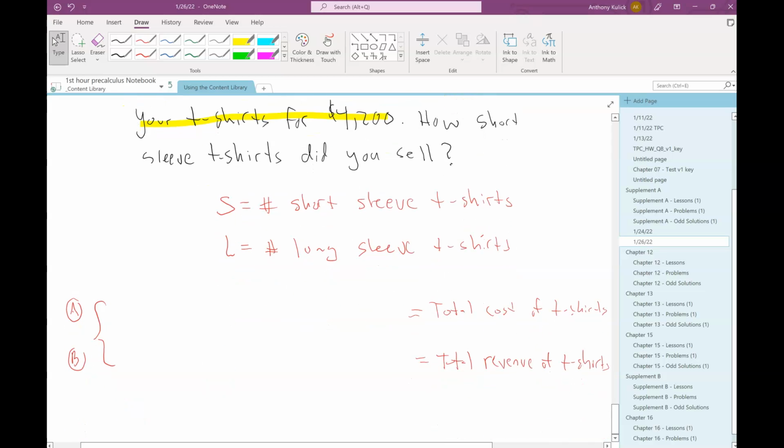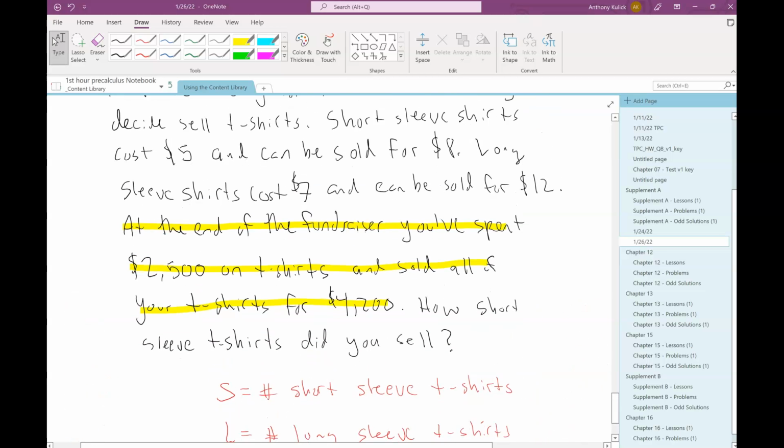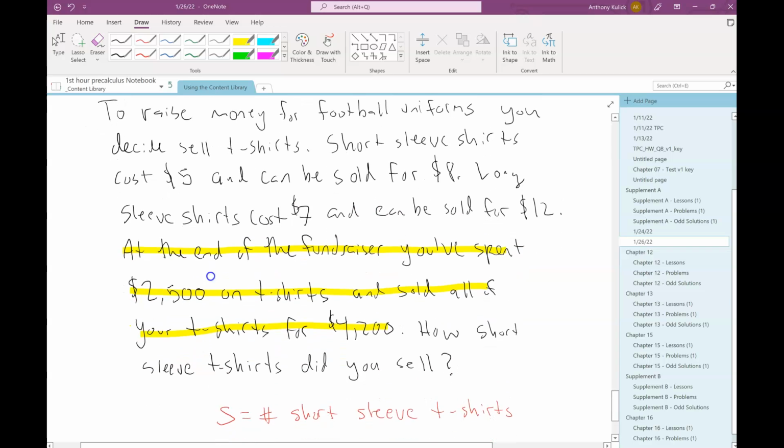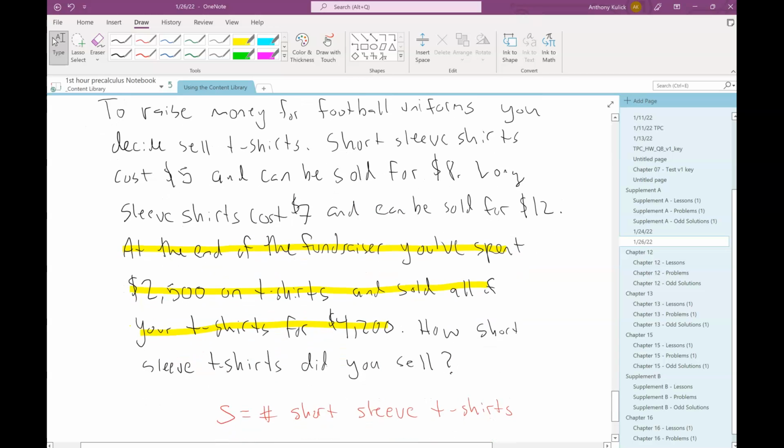So my equation A and my equation B, one equation is going to equal the total cost for the t-shirts, and one is going to be the total revenue for the t-shirts. How do I get the total cost? Let's say hypothetically I bought 10 short sleeve t-shirts and 8 long sleeve t-shirts. How would I get the total cost for that?